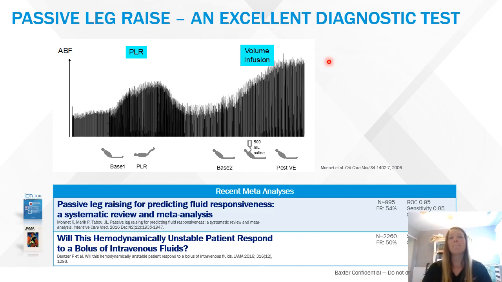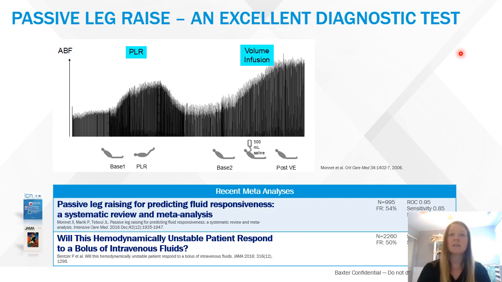Now there are 3 major reasons why we suggest completing a passive leg raise. First, it's faster for nurses at the bedside. Second, it is the best diagnostic test on the market. A passive leg raise to determine volume responsiveness is more accurate, more precise, more reproducible than a troponin we draw every day to detect a MI or a BUN and creatinine to detect renal failure. On an ROC curve, it's 0.95, meaning it is 95% accurate. Again, better than any other test on the market.